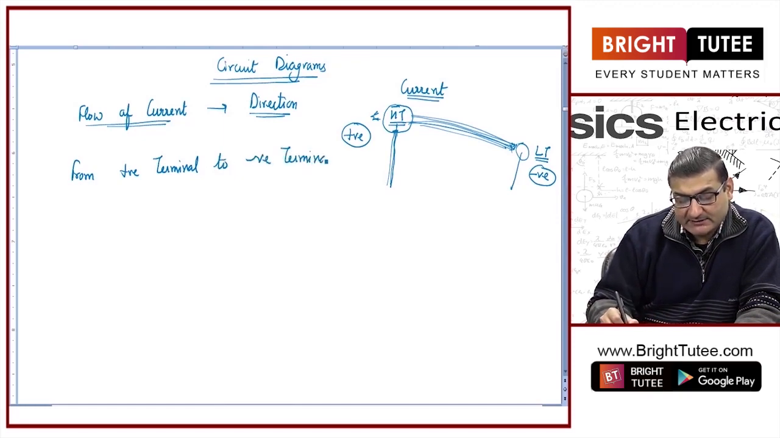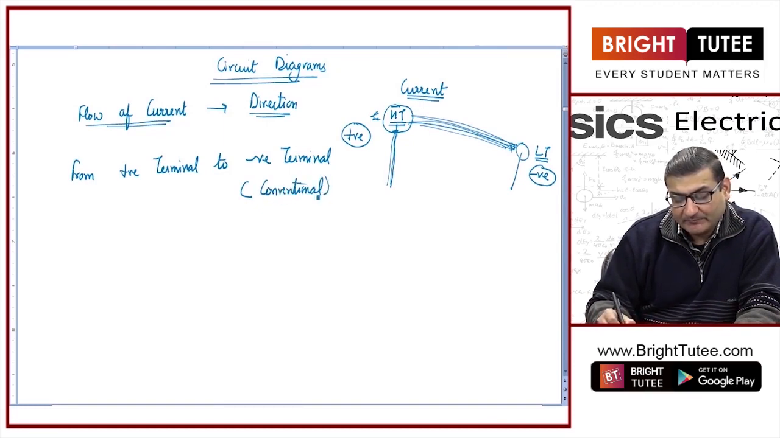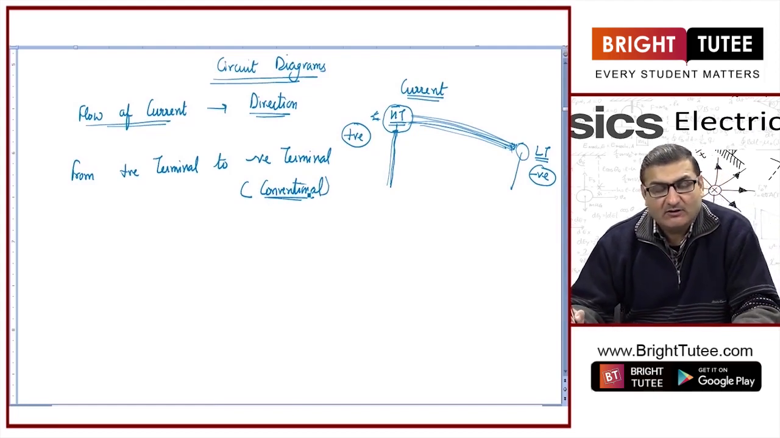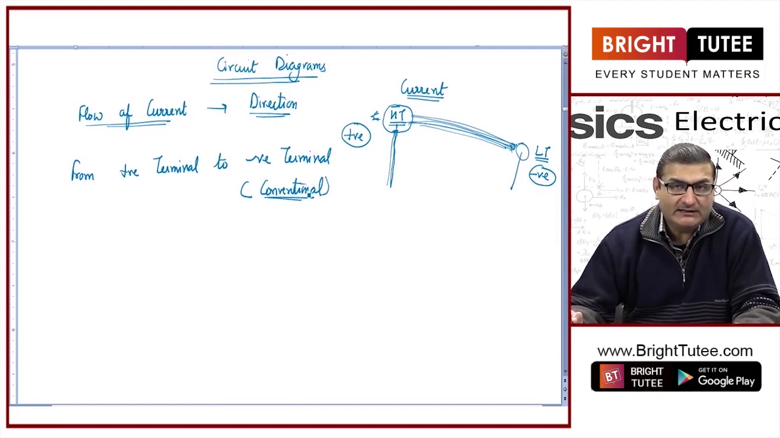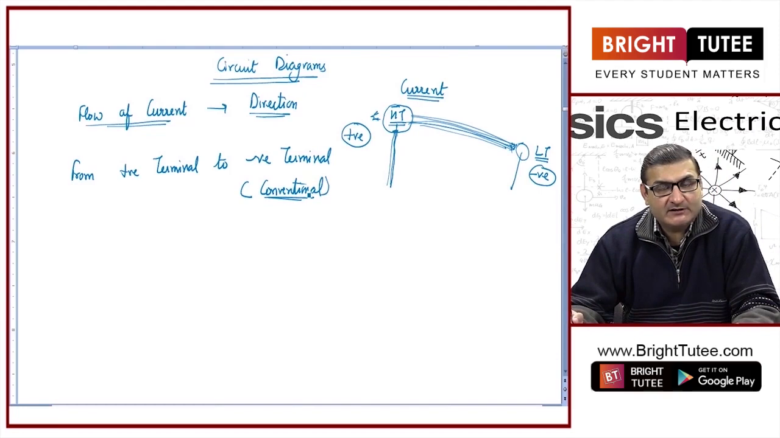Now this is the conventional flow that we have been following. This is the conventional or traditional flow of current, which is always shown from the positive terminal, the higher terminal, to a lower terminal or negative terminal.